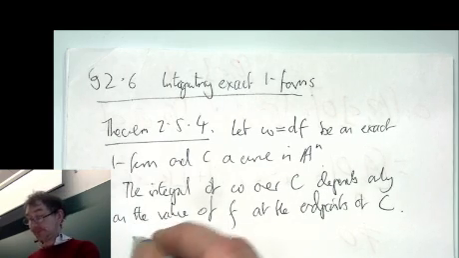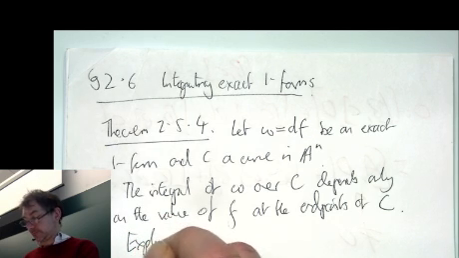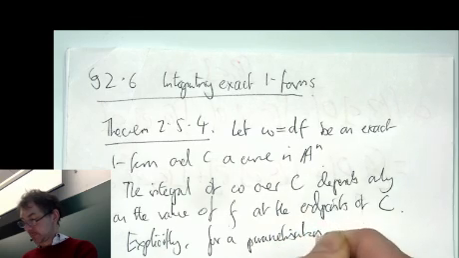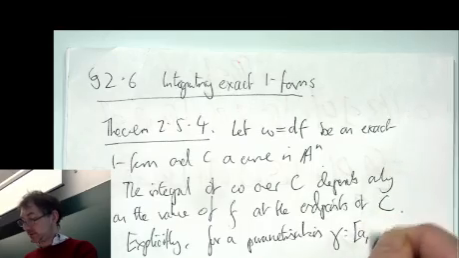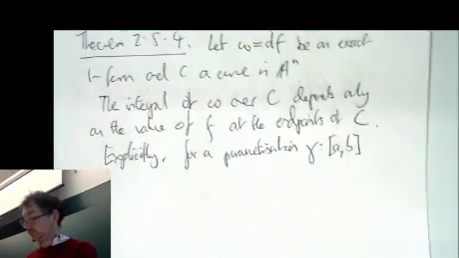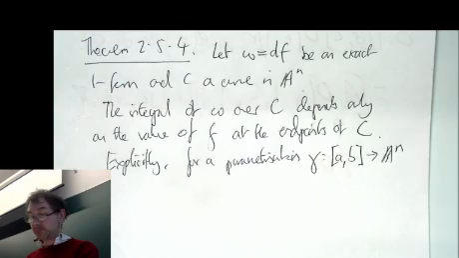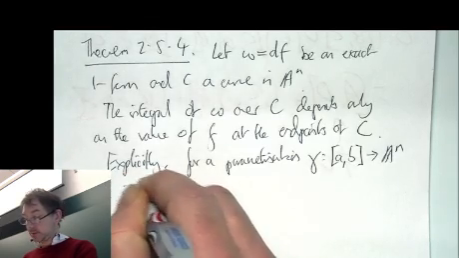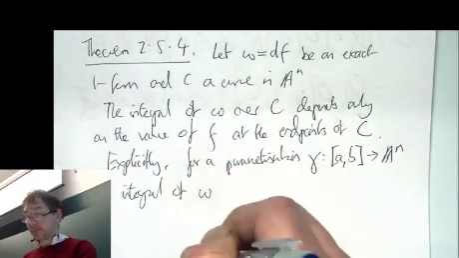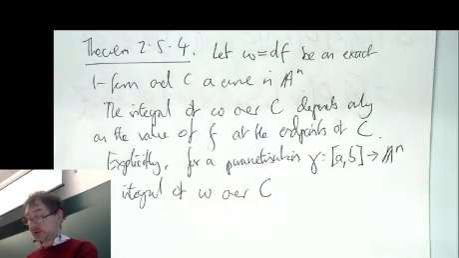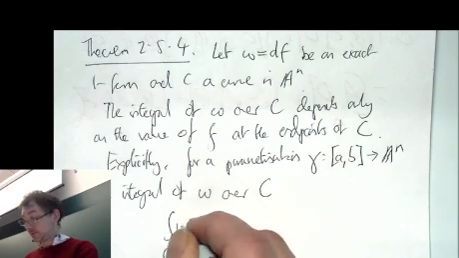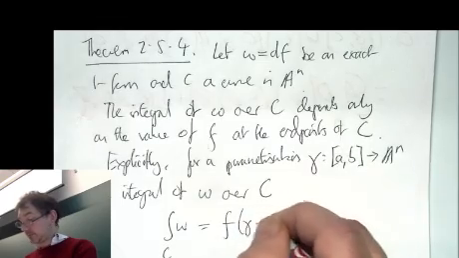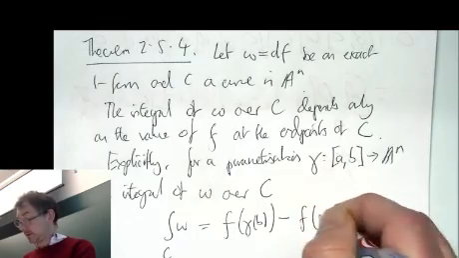So more explicitly, for a parameterization gamma, which sends some interval [a, b] into A^n, the integral of your one form over C is just equal to the value of f at gamma of b minus the value of f at gamma of a.